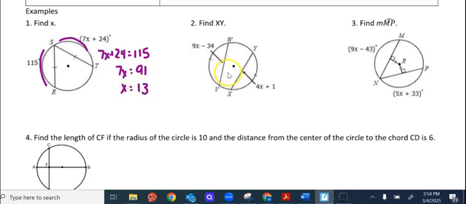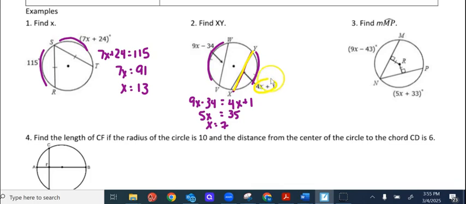In this case, number 2, it's telling us that the arcs are congruent, so let's find out what x is. Oh, I'm sorry, they want to know what the measure of XY is. So we know that these chords are congruent since their arcs are congruent. So we are going to get 5x equals 35. X equals 7. And since they want to know the length of XY, we really could choose either one of them because they're congruent, but let's stick to what they gave us for XY.